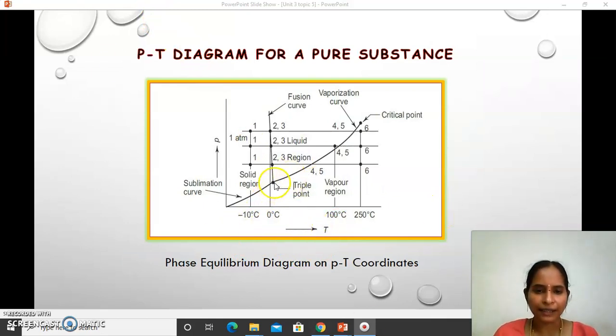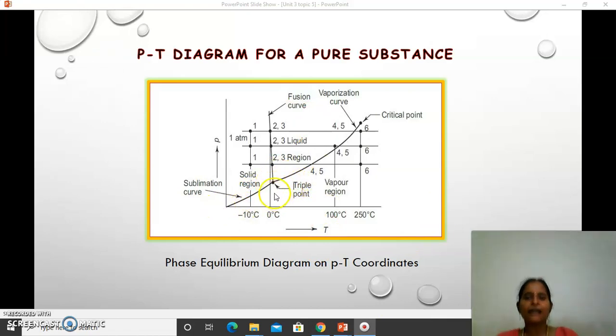Here this curve is called the sublimation curve. You can see three curves clearly, 1, 2 and 3. This is the point where all three lines meet, joining or intersecting together, called the triple point. The first curve is the sublimation curve, which is nothing but the conversion of ice to vapor.